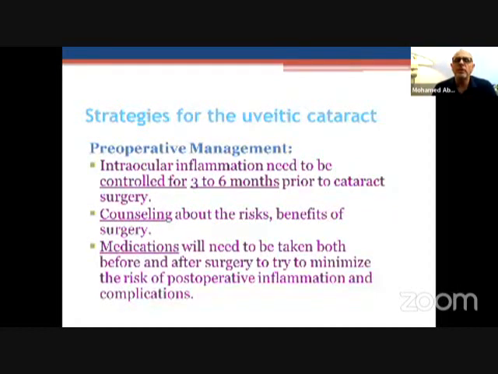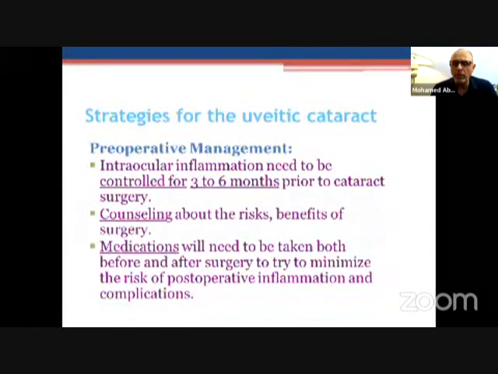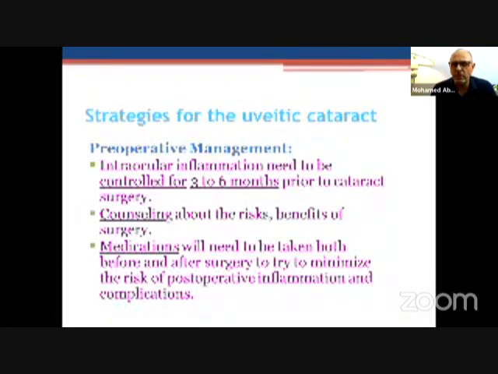Preoperative management is most importantly, you need to control the intraocular inflammation at least 3 to 6 months before the cataract surgery. And this is universally agreed upon. You need to sit with the patient or the parents of the patient and talk about the benefits and risks of doing cataract surgery in a uveitic patient, because you can clear up the inflammation. The other thing is you need to talk about the lens implantation, whether to implant or not, and the possibility of if you implant and things don't go well, you have to go in again and remove the implanted lens.